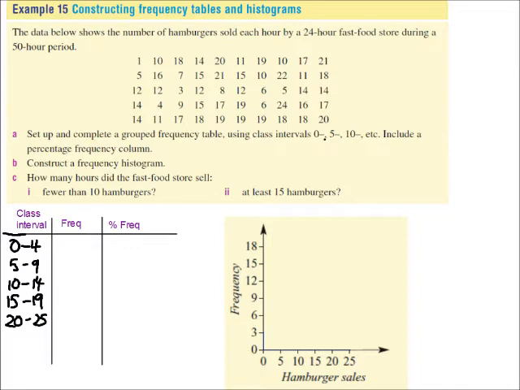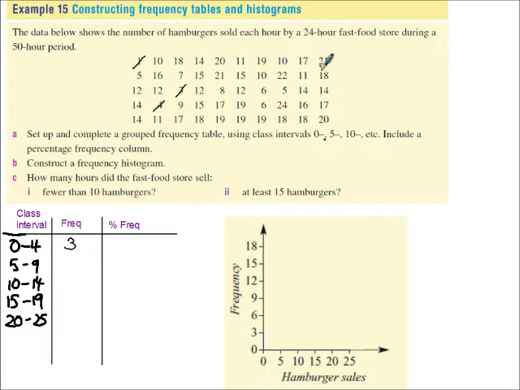Okay, now comes the boring part. I just have to count the number of times a number between 0 and 4 inclusive occurs. So 1, 2, 3. There's 3 hours in which 4 or less hamburgers were sold. Let's have a look at 5 to 9.